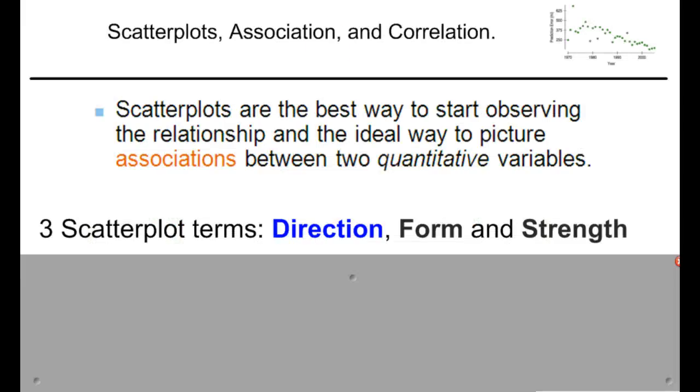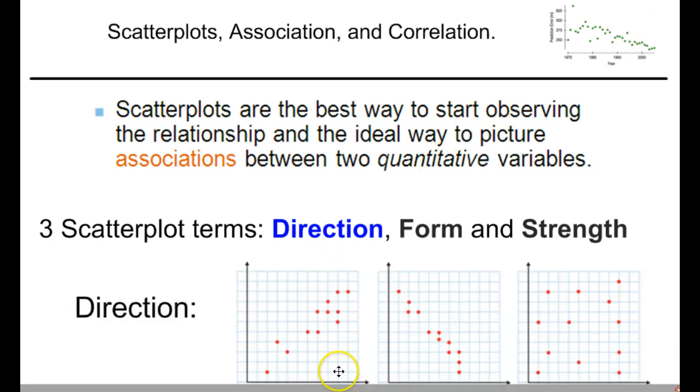So scatter plots, association, correlation, they're all related. A scatter plot is what this is, where you have an x and y and plot the points. And you really want to look at the scatter plot before you look at the correlation or the association. You want to see it visually first. There are three things you want to look for with your scatter plot.